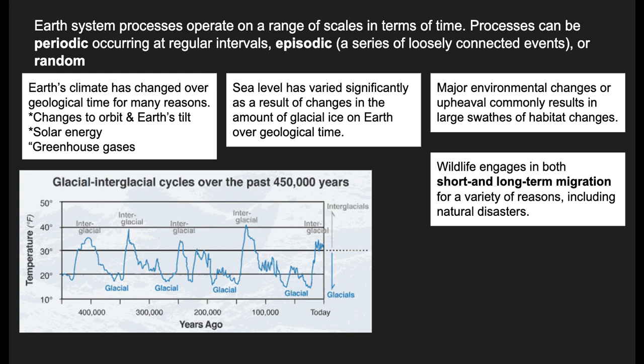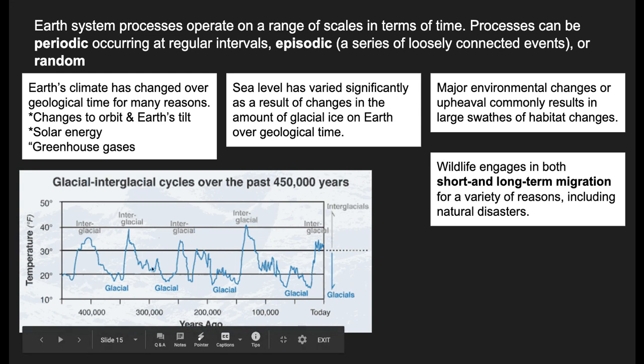So the Earth's climate has changed over geological time for many reasons, because of the orbit, the tilt, the solar energy, and the greenhouse gases. The sea level has varied significantly as a result of changes in the glacial ice on the Earth over geological times. We can observe here, and we talked about this interglacial time and how this one is actually connected to the amount of carbon dioxide and the greenhouse gases and all that.